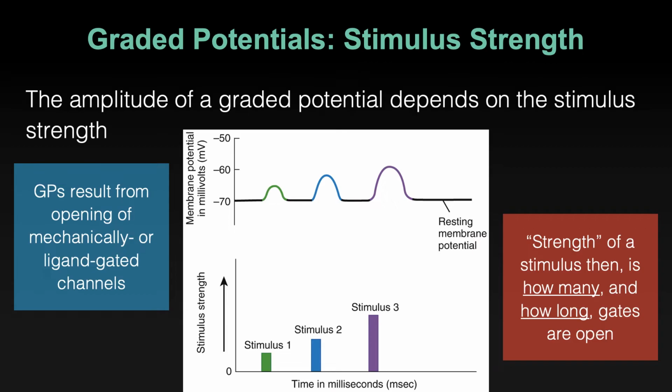Both of those have the effect of allowing more movement of ions. More sodium rushes in. More positive charge comes in. It's more depolarized. So we can increase the likelihood the neuron will turn on by increasing the strength of the graded potential: how many channels open and how long those channels are open. But even still, the strongest graded potential is unlikely to trigger an action potential.